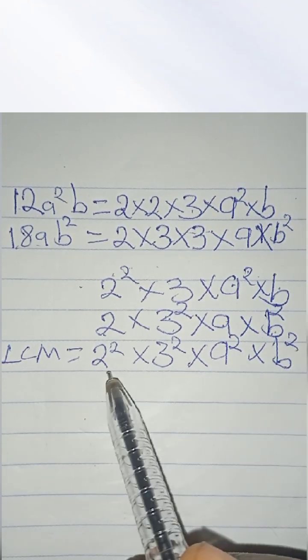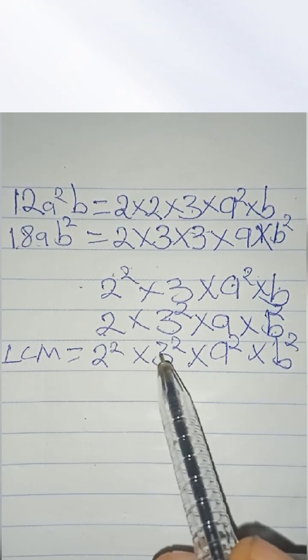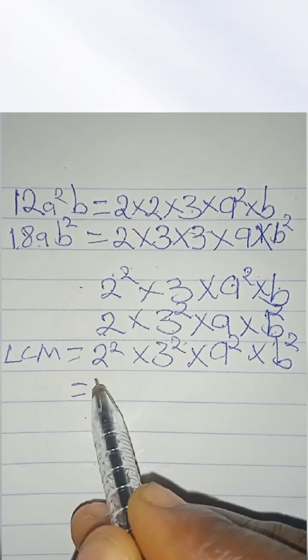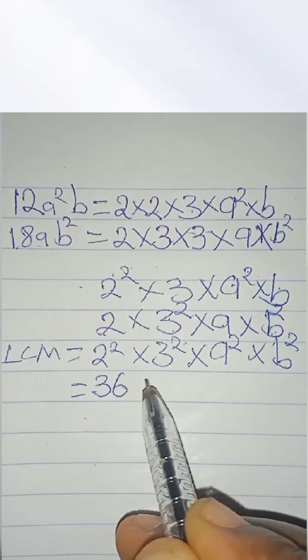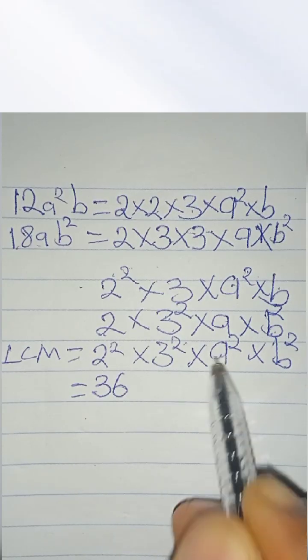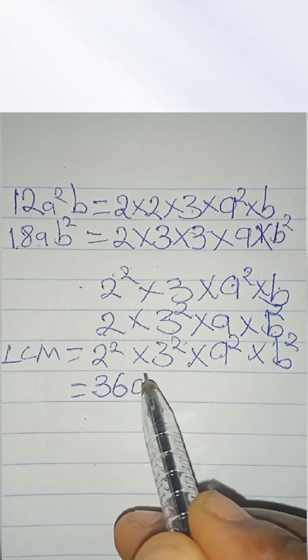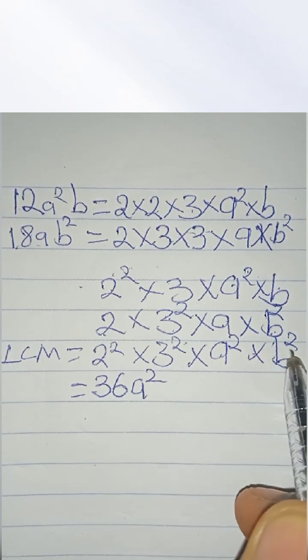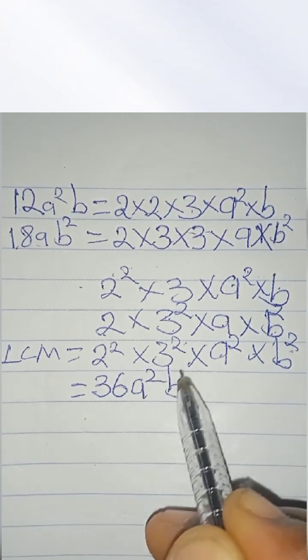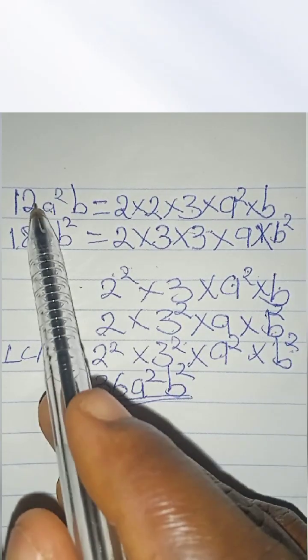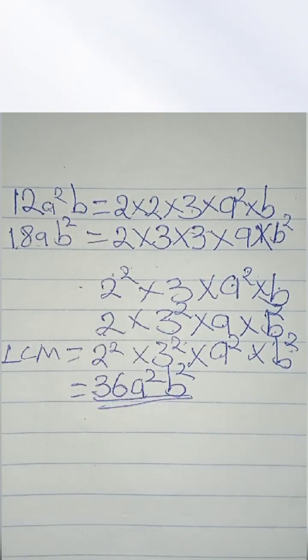So 2 squared is 4, 3 squared is 9. 4 times 9 will give me 36. 36 times a squared times b squared, that's 36a squared b squared. This is the LCM of these algebraic expressions.